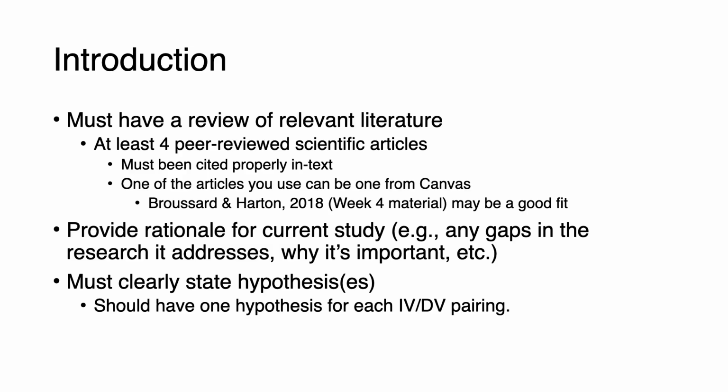So for the main sections of the paper, your introduction has to feature a review of relevant literature. So this is where, if you did a really good job on your literature review assignment, this portion's already written for you. So the introduction requires 4 peer-reviewed articles. They have to be properly cited in text, so you have to have in-text citations. And one of the articles that you use can be one that I provide for you on Canvas. The Broussard and Harton 2018 article, it's linked in the week 4 material, may be a really good fit because it is about the impact of visible tattoos.